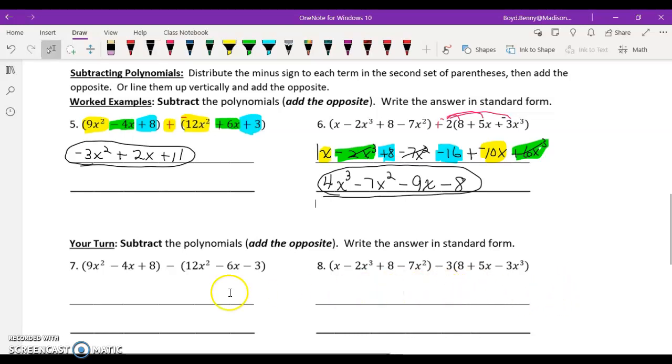All right, guys. So I'd like for you to pause the video and try the last two problems on your own, and then click play and check and see how you do.